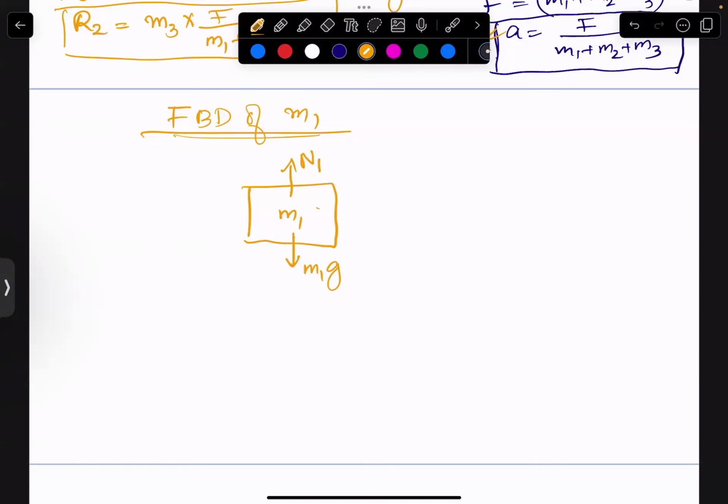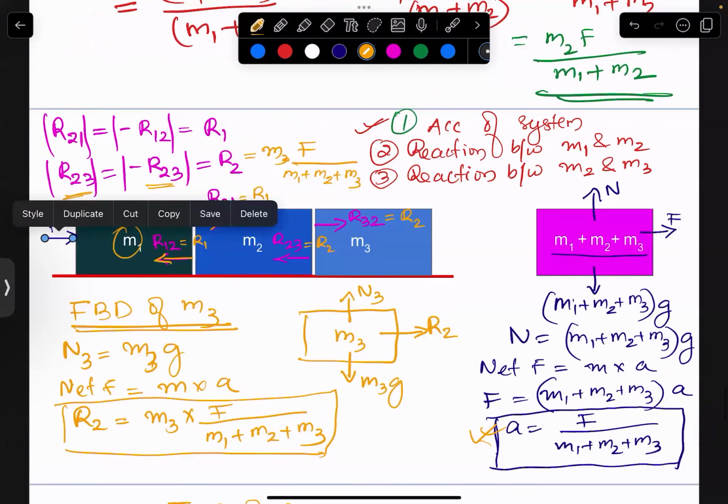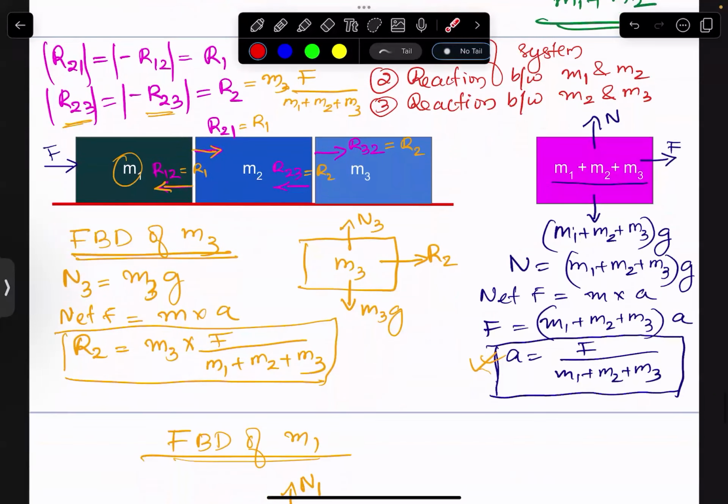There is this external force that is being applied on M1. You can see that over here. So this is the external force acting towards right, and this is the reaction force from M2 acting towards left. So they are in opposite direction.